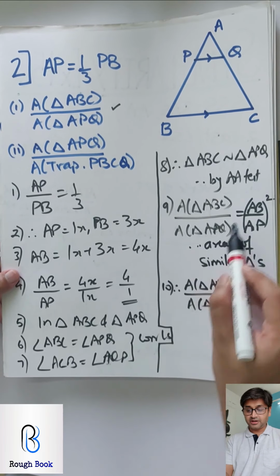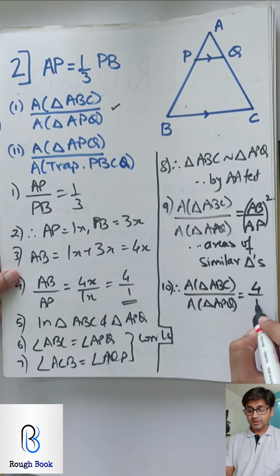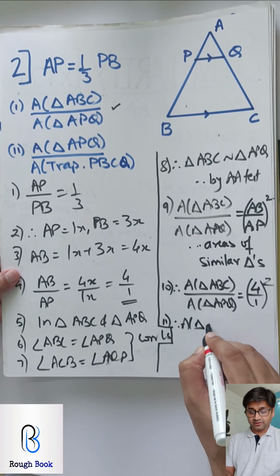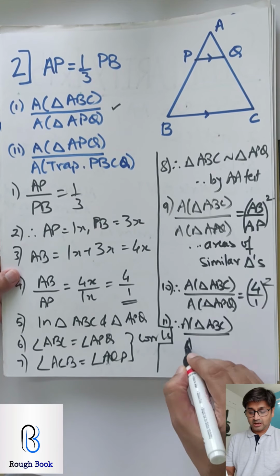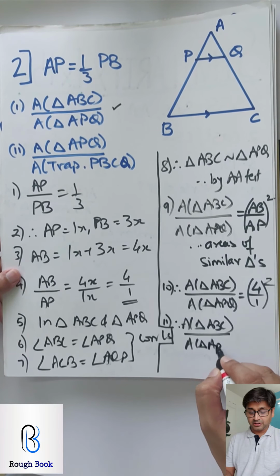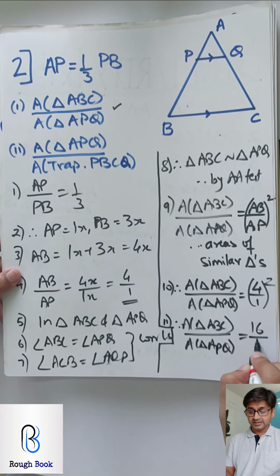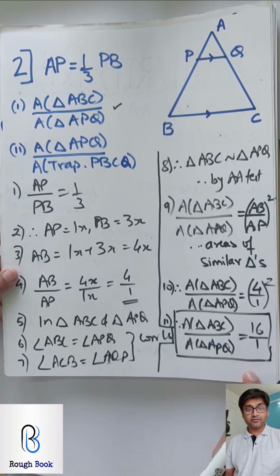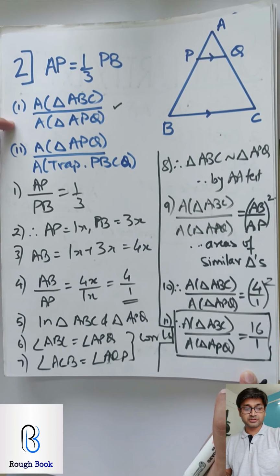Therefore area of triangle ABC upon area of triangle APQ. How much is AB upon AP? 4 by 1, the whole square. So we get our final answer: area of triangle ABC upon area of triangle APQ equals 16 upon 1. That's your second part of the question, or first part of the question.